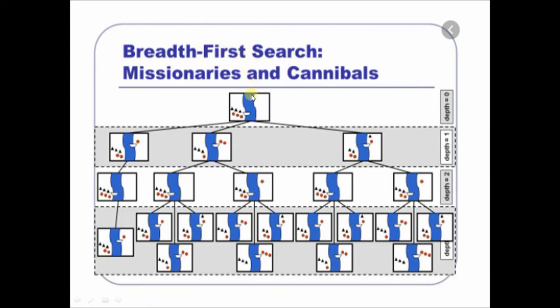So this is the state space for the breadth first search. Sorry, not breadth first search. Don't read this as breadth first search. We are yet to see what breadth first search is. Just see, this is a state space for the missionaries and cannibals problem.